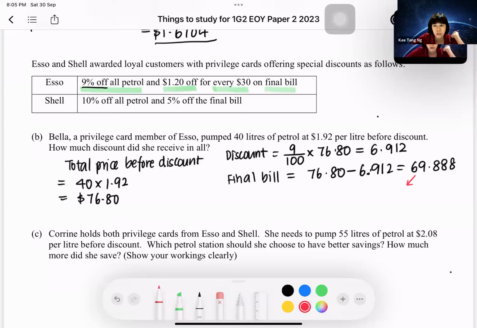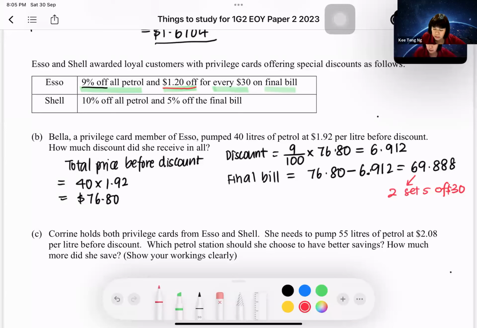The final bill is 60. How many sets of $30? 2, yes. So in this case, there are 2 sets of $30. So how much discount does she get? She gets $1.20 off for 2 times, right? So in this case, I get $1.20 off 2 times.